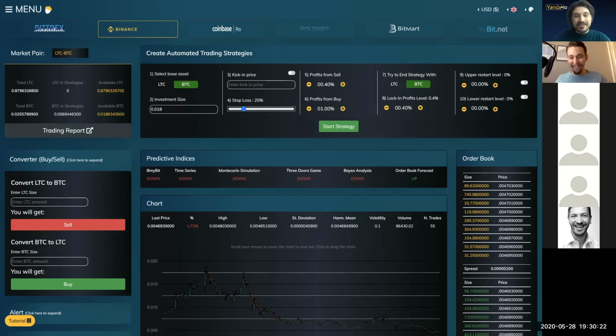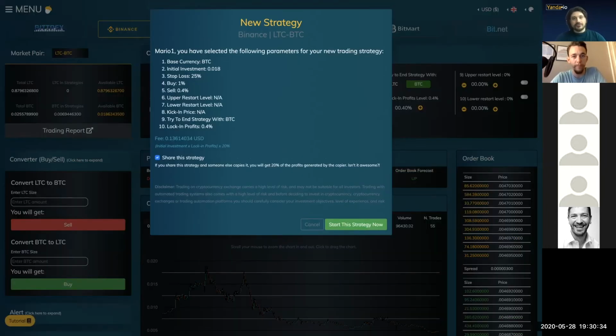Let me ask if I can finally start this Bitcoin strategy versus the line. Yep, we've got no more questions coming in, so just hit that green button. Cool, new strategy. Now, you should read that carefully. So those are the parameters you're going to start your strategy with. If there is an A, it means that the parameter is not selected.